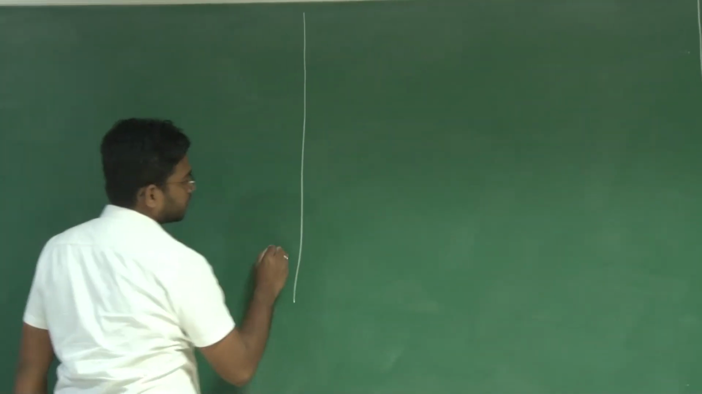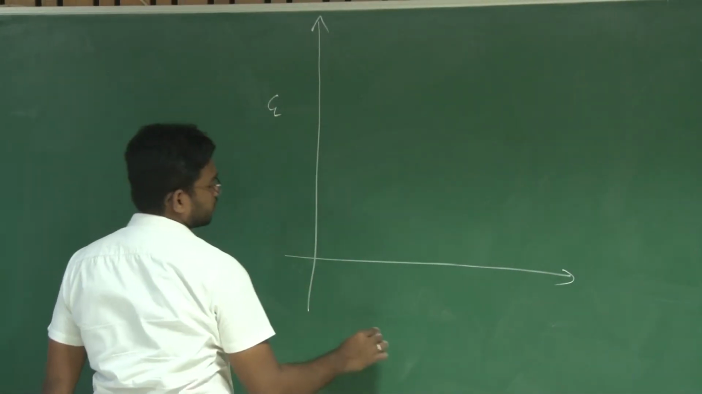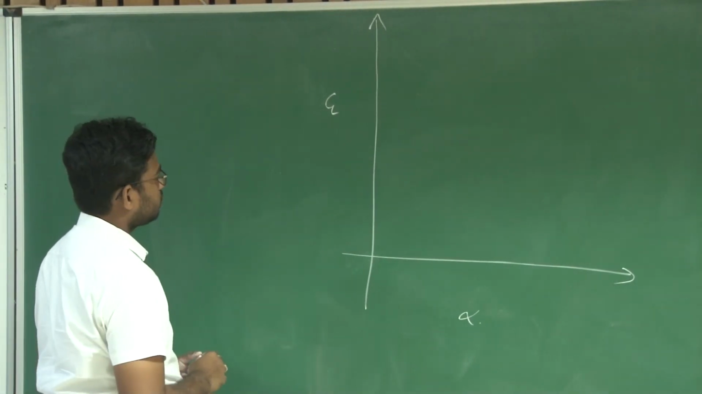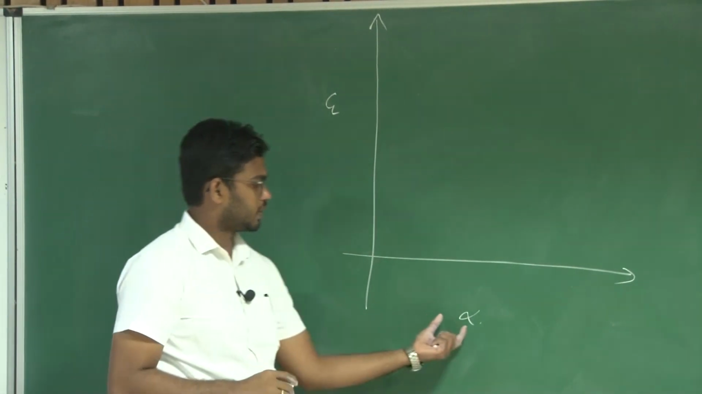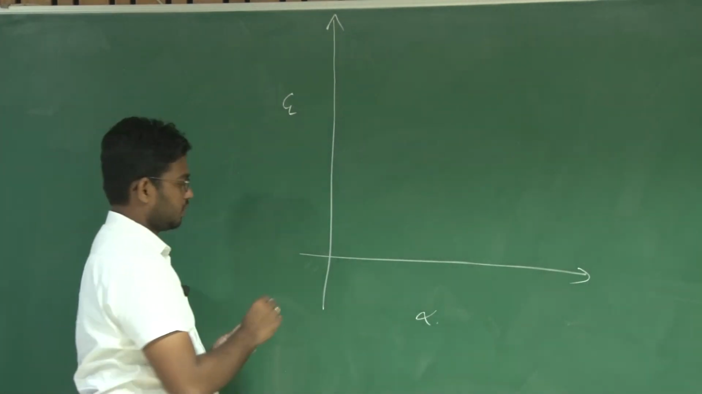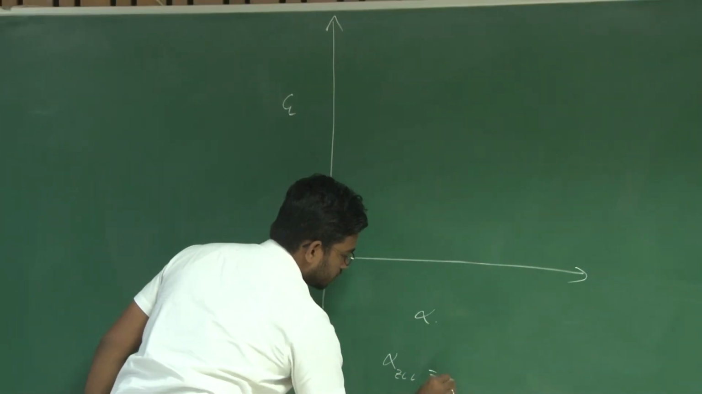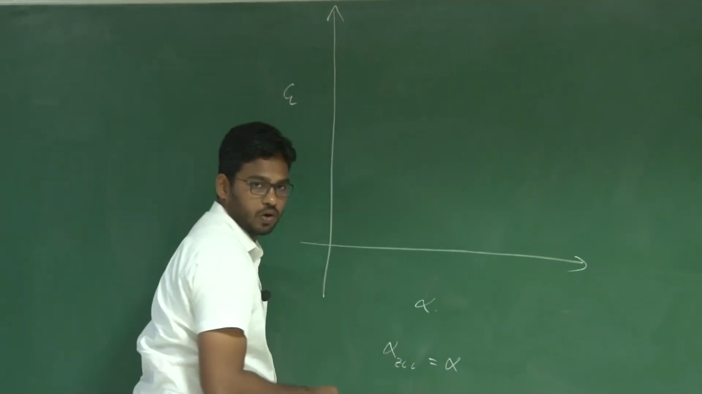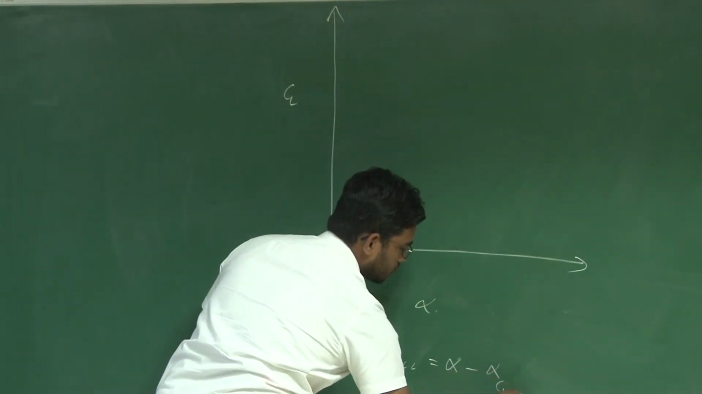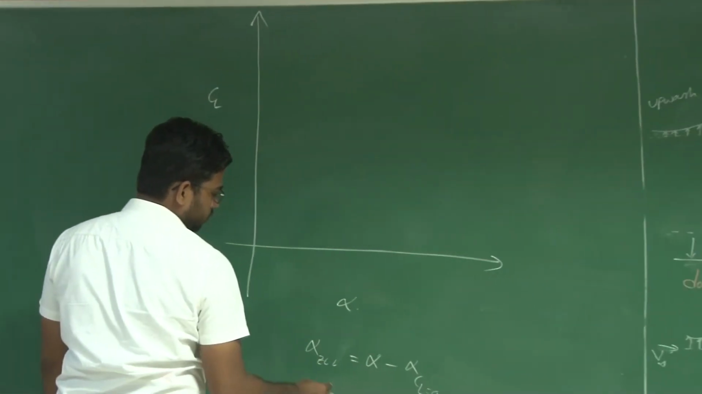So let us consider a typical lift coefficient variation with angle of attack. Now let us assume this angle of attack is defined with respect to the zero lift line, where alpha with respect to zero lift line is equal to alpha with respect to the chord or fuselage reference line minus alpha at CL equals 0. Let us assume that.